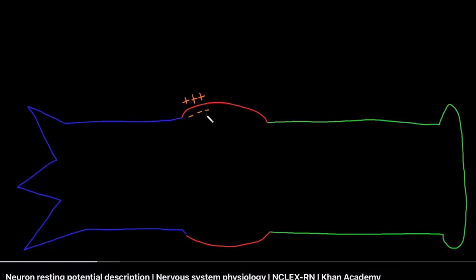And just to be clear, there is a mix of anions and cations on both sides of the membrane, and I've just drawn plus signs on the outside of the membrane to represent that in the layer against the outside of the membrane there are more cations than anions, and I've drawn negative signs on the inside of the membrane to represent that in that layer there are more anions than cations.